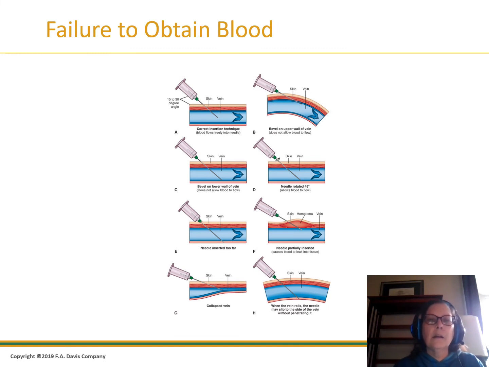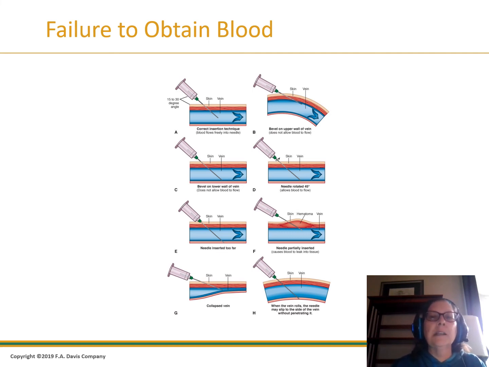Section A shows the correct setting. Section B shows the bevel of the needle pressed against the wall of the vein. Section C shows the needle too deep and against the bottom of the vein. Section D shows the needle rotated, which is more difficult to do since the safety device is up, and we'll show you that it's in the right place. Section E shows the needle through the bottom of the vein, so it's too deep.